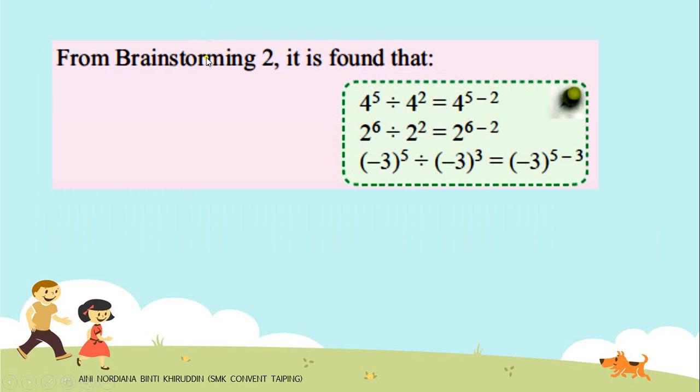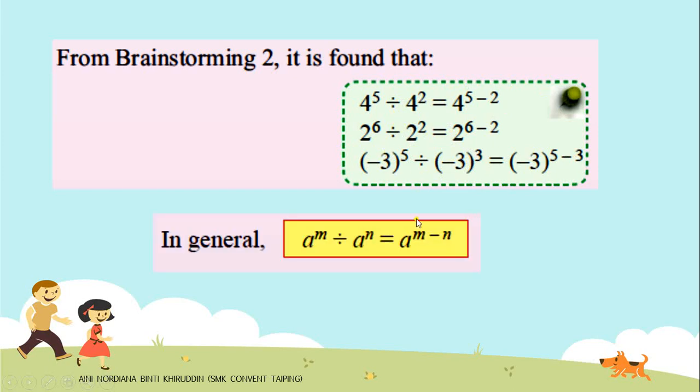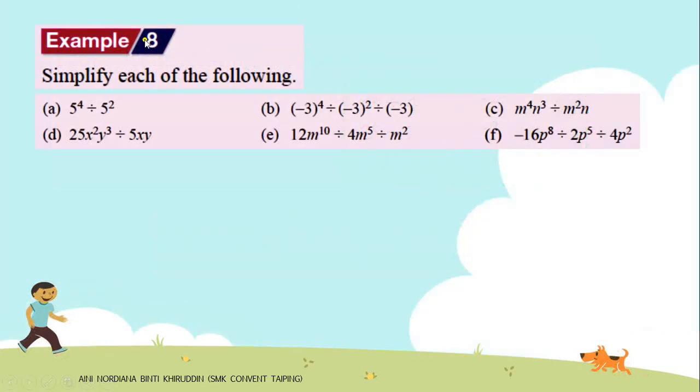So from brainstorming 2, this is what we look at now. So in general, a to the power of m divided by a to the power of n is equal to a to the power of m minus n. Okay, this is for the same base. So look at example 8. Simplify each of the following.